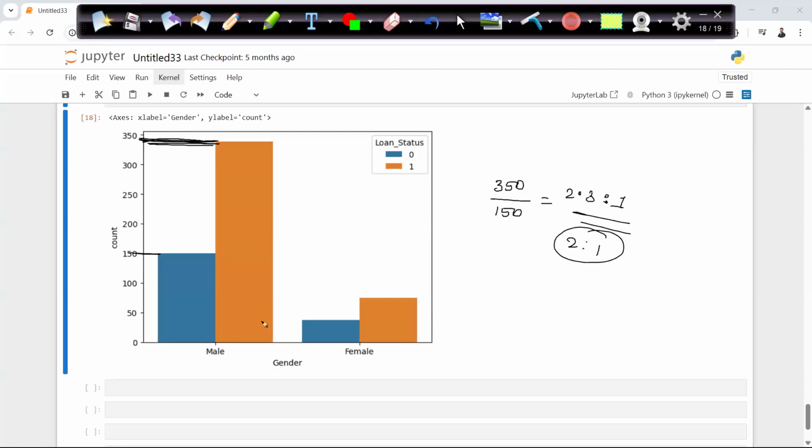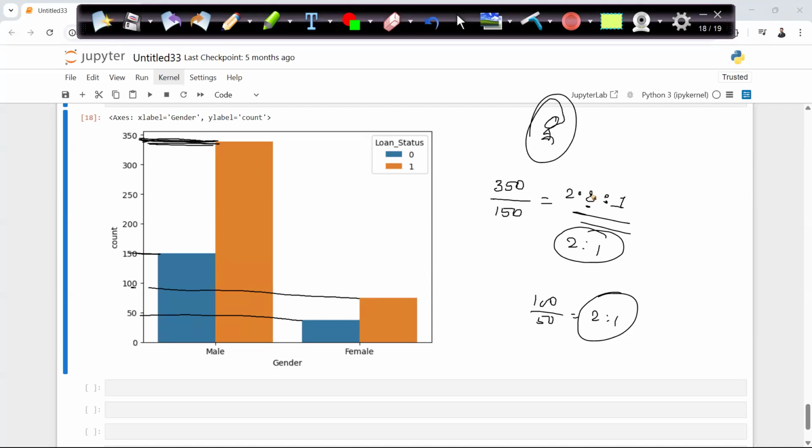Let's come to females. Roughly 50 females did not get the loan. I made it a bit higher, but let's go with 50, right? So 50 females did not get the loan. 100 females got the loan. That is also 2 is to 1, roughly, right? Male is a bit higher, but almost the same ratio, right? It's not very significant. I cannot say that, okay, you are a male, you will definitely get the loan. No, it's not like that, right? So ratios are almost on the same lines.